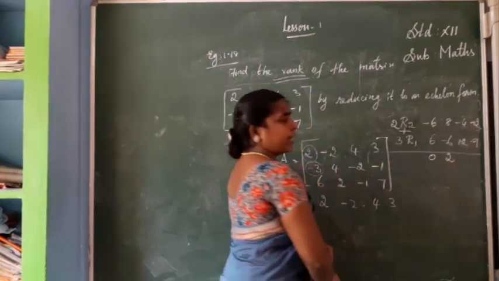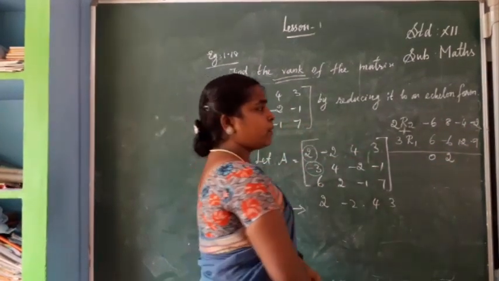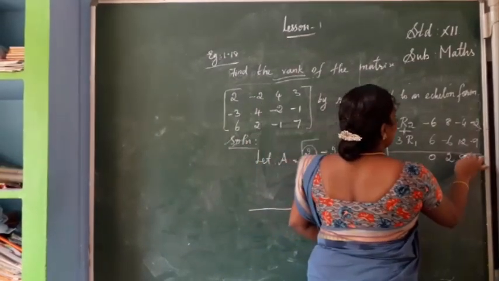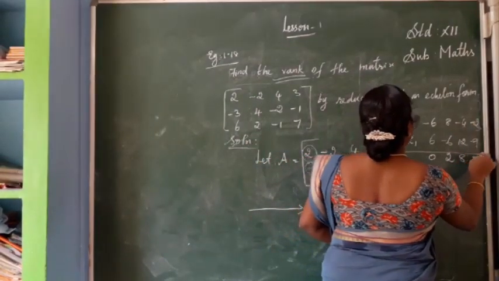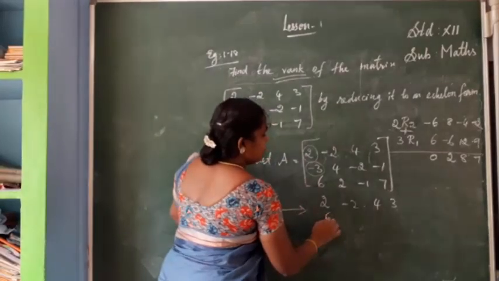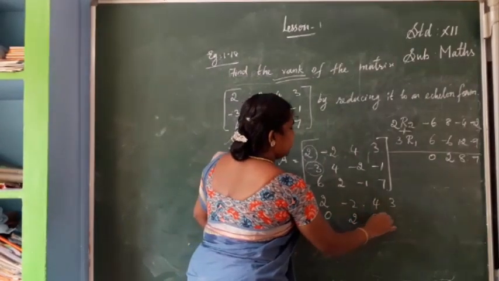Minus 4 plus 4. Greater is positive. So 12 minus 4 is 8. Let's see, 9 minus 2 is 7. So 0, 2, 8, 7.